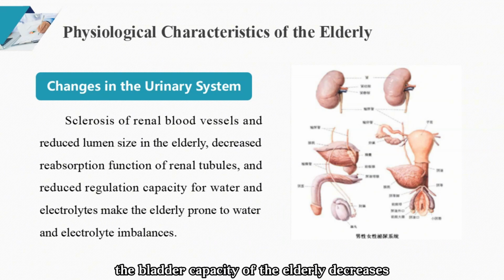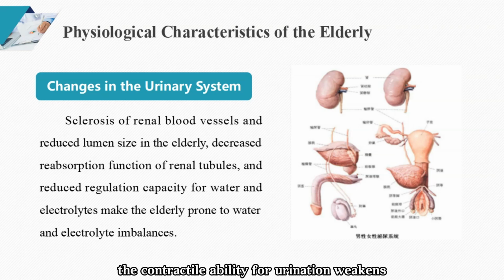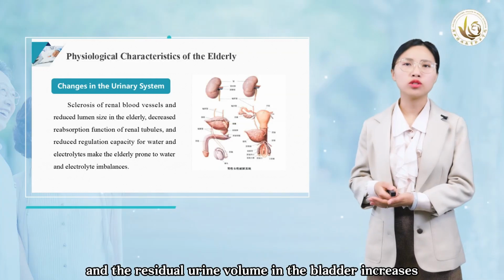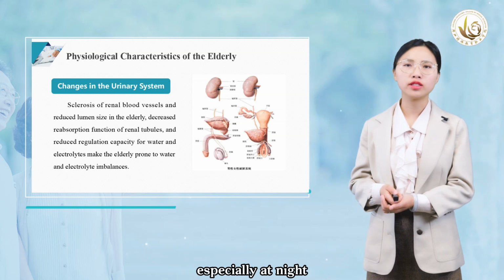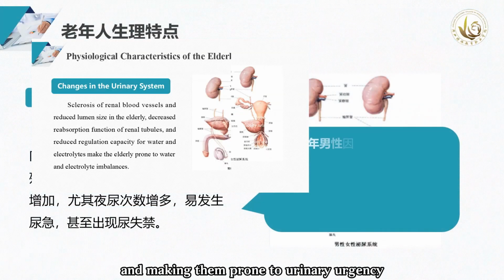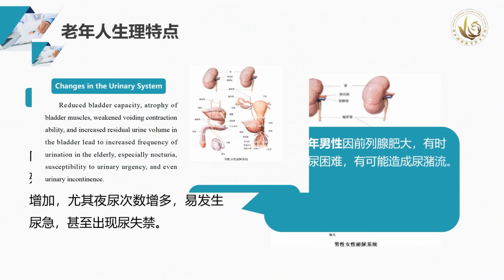The bladder capacity of the elderly decreases, and bladder muscles atrophy. The contractile ability for urination weakens, and the residual urine volume in the bladder increases, increasing the frequency of urination in the elderly, especially at night, and making them prone to urinary urgency and even urinary incontinence.